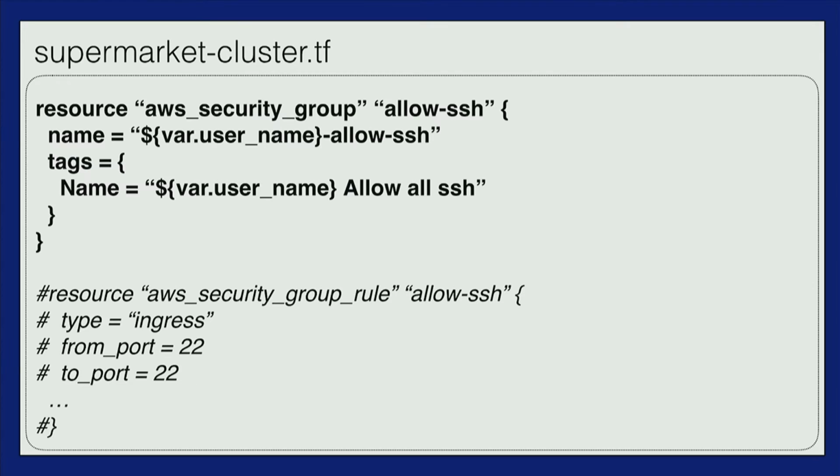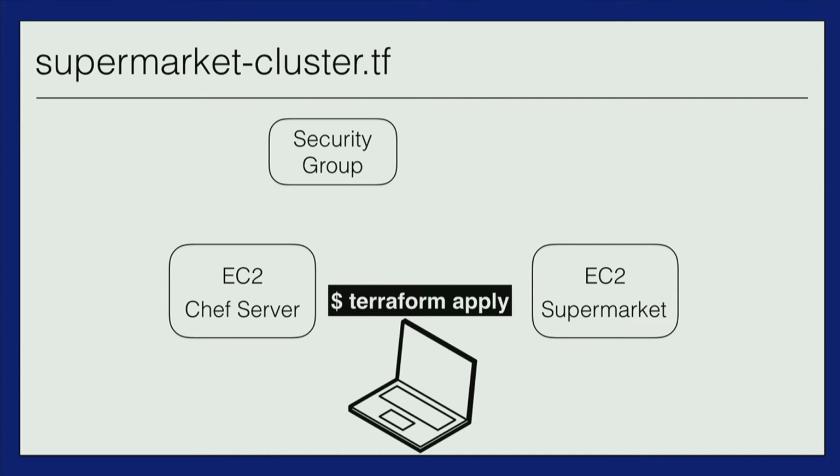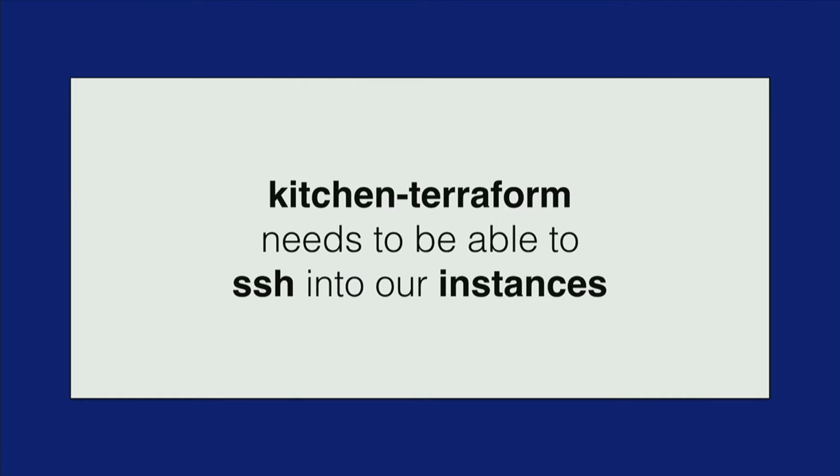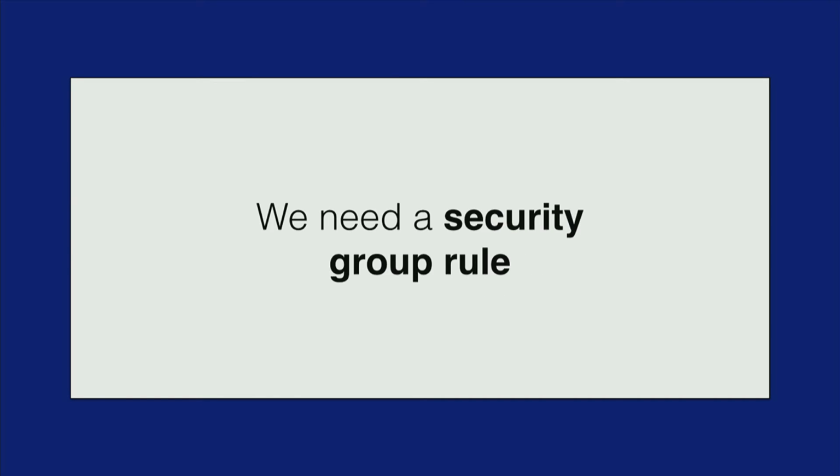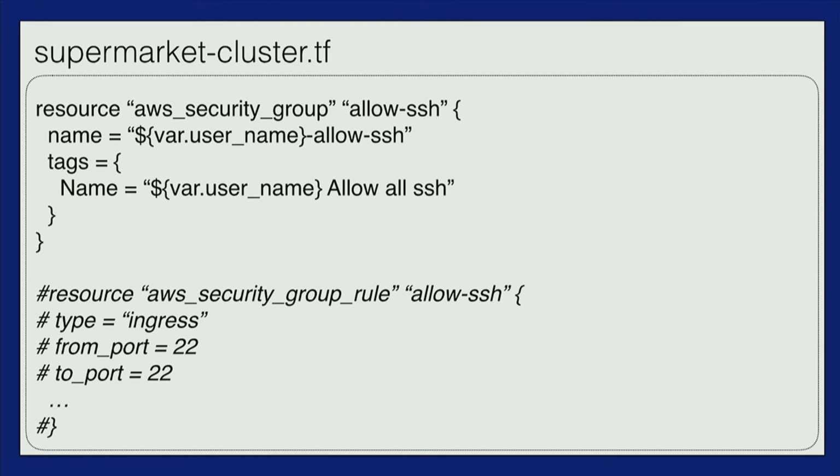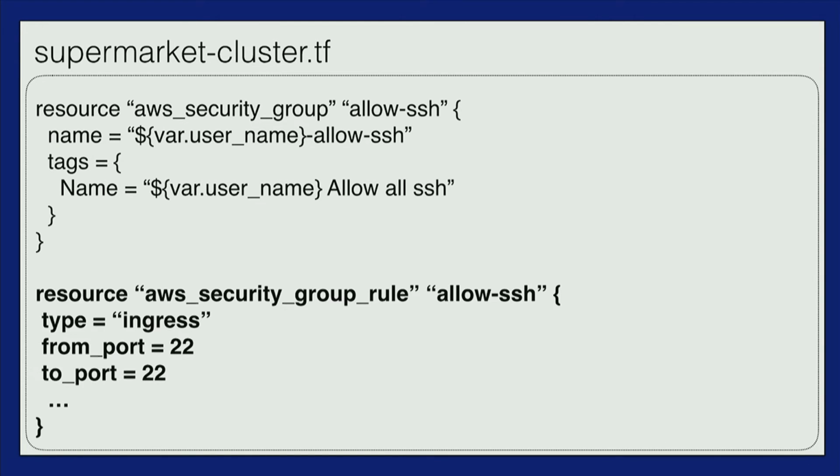So at this point, if we run Terraform apply from our workstation, it will create that security group and those 2 EC2 instances. Now there's one final piece we need before we can spin up our test infrastructure. Remember that kitchen-terraform needs to be able to SSH into our instances, and that port 22 is not open by default. So we need to add a security group rule to that allow SSH security group to allow that SSH traffic in. So let's head on back to that security group portion of our config, and let's uncomment out this security group rule. This allows ingress traffic on port 22.